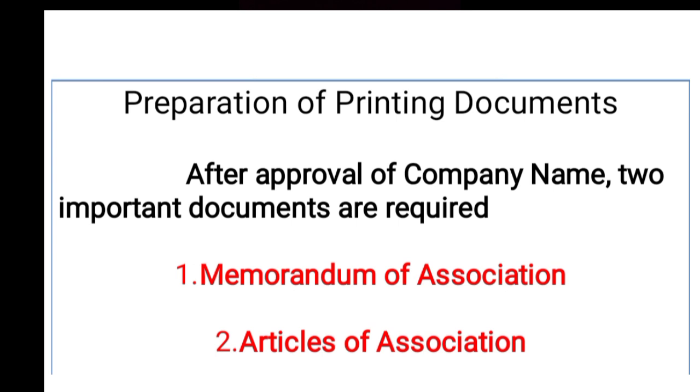Now let's see, preparation and printing of documents for registration of the company. After approval of the company name, two important documents are required. First document will be the Memorandum of Association and the second one is the Articles of Association. So let's see in detail about the Memorandum of Association.